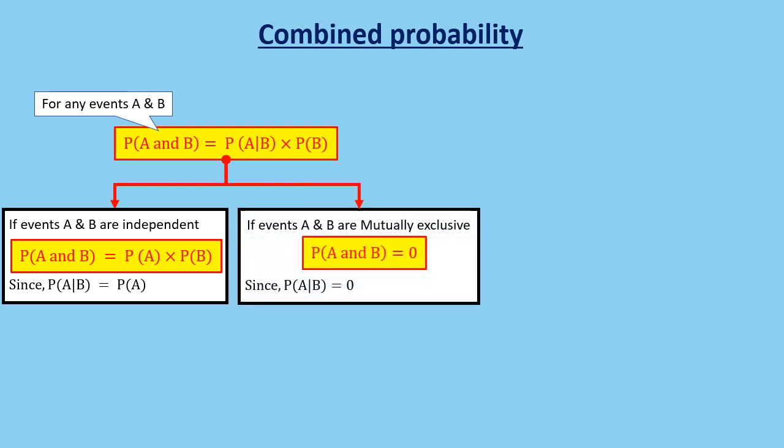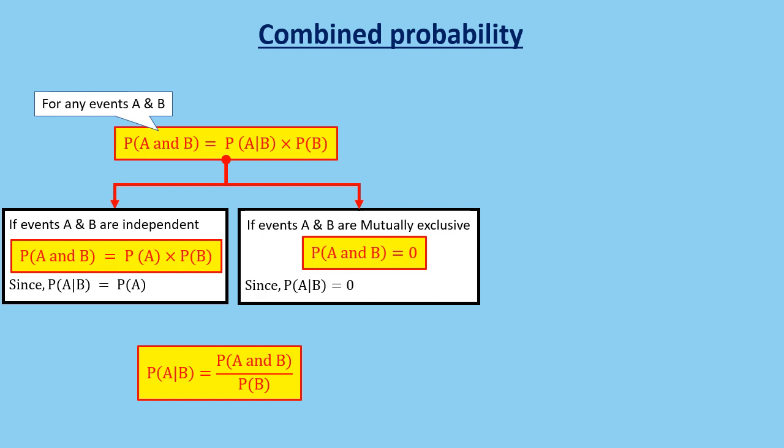If A and B are mutually exclusive, then the probability of A and B is equal to 0. Since the probability of A given B equals 0, because A and B cannot happen together, we can rearrange the AND rule algebraically to solve for the conditional, to get the probability of A given B equals the probability of A and B divided by the probability of B.